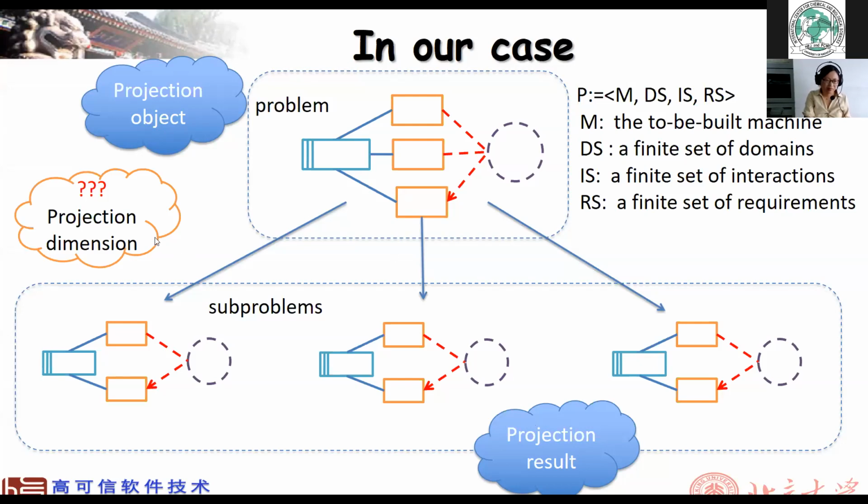But the difficulty lies in what the project dimension is. How can we project the one machine into many machines, with corresponding problem domains? How can we do that? And of course, these problem domains have overlaps, which means one problem domain may appear in many sub-problems, like an air conditioner can be controlled by a human or can be controlled by time. So how can we find the project dimension?